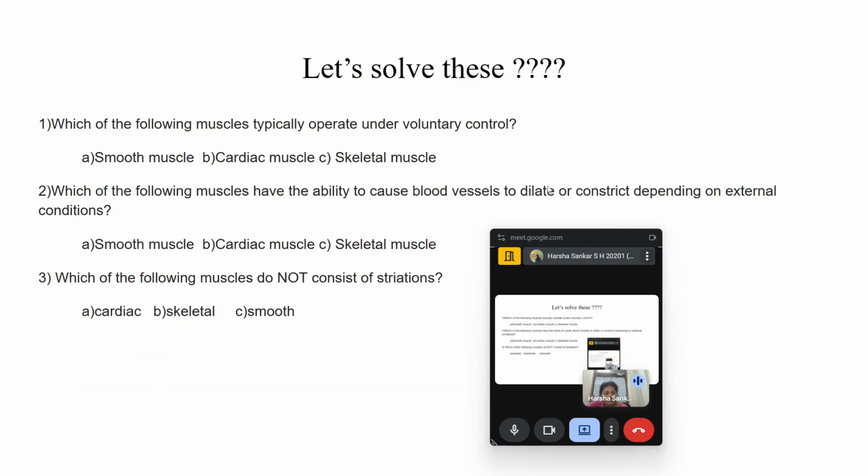So let's go to some questions related to this part. Then we'll discuss the second part, followed by some more questions. Like that, we will go through today's class.